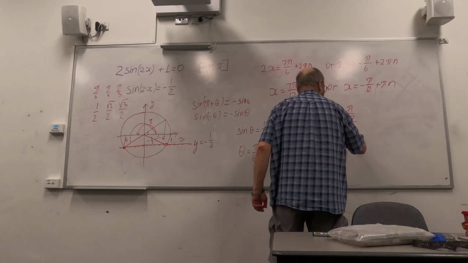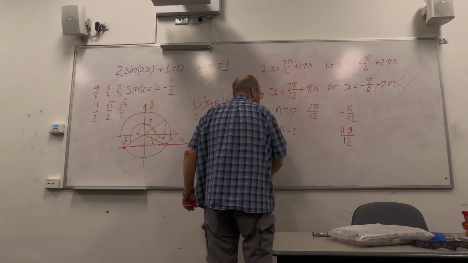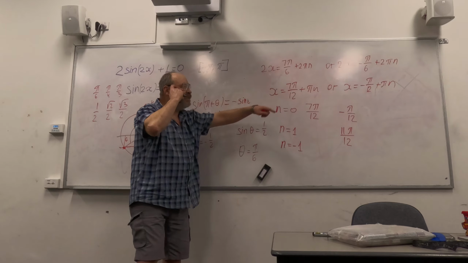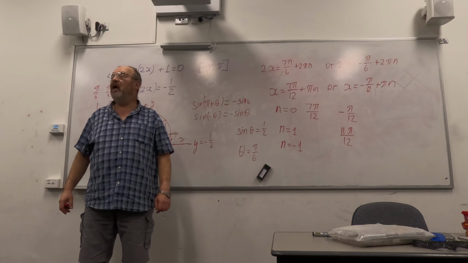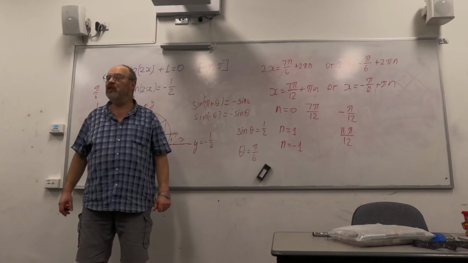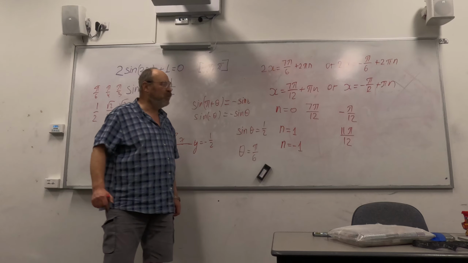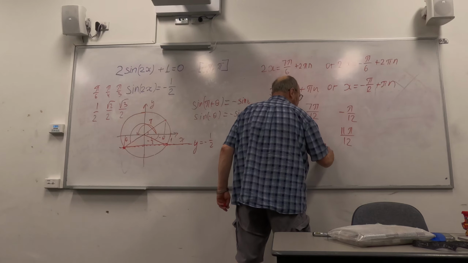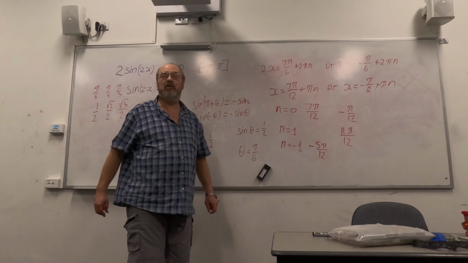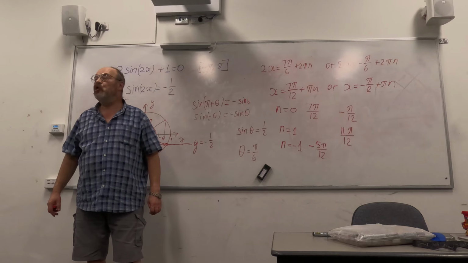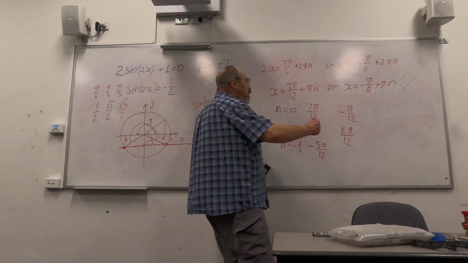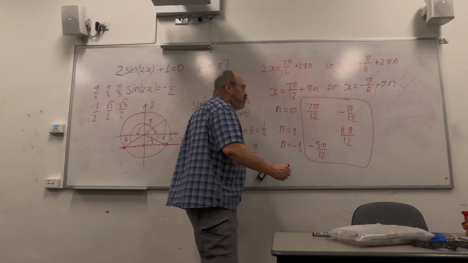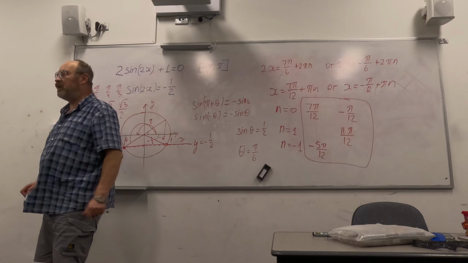Rotations, because if you touch 2 pi. Now, if you take n equals negative 1, 7 pi on 12 minus pi is negative 5 pi on 12. If we take minus pi on 12 minus pi, we're outside the domain. So we found there are 4 solutions to this equation in the given interval.